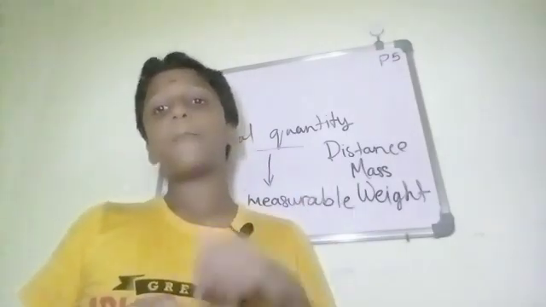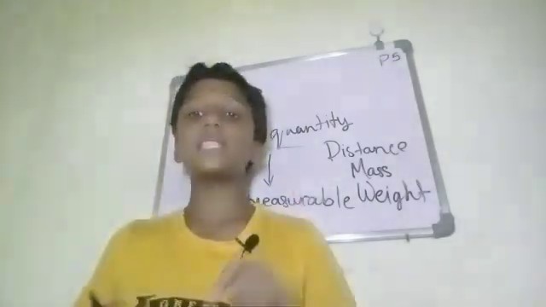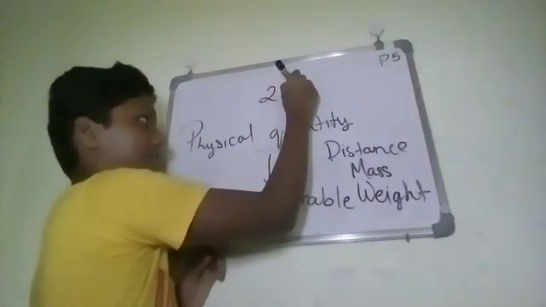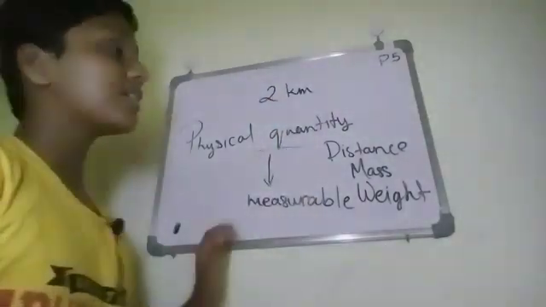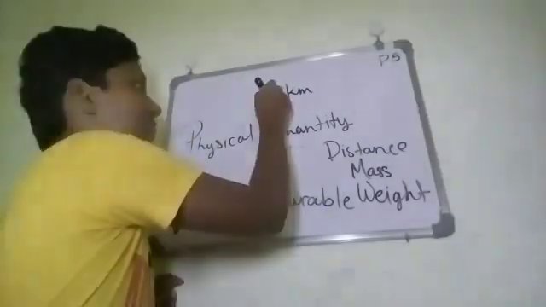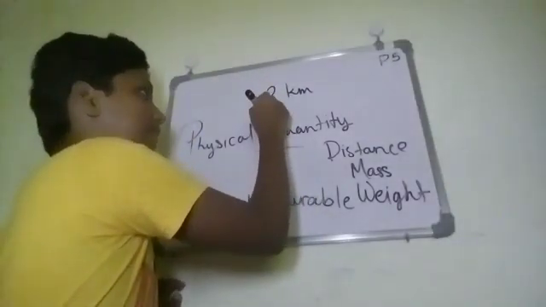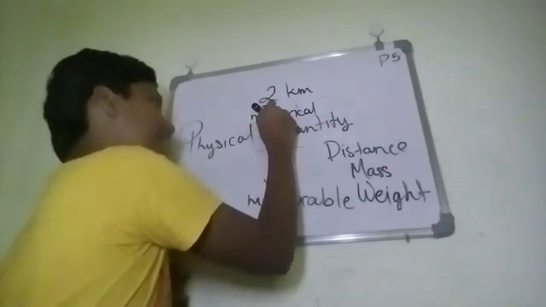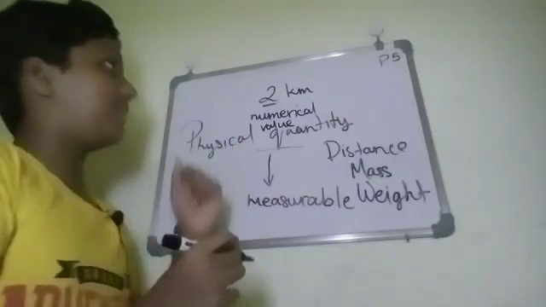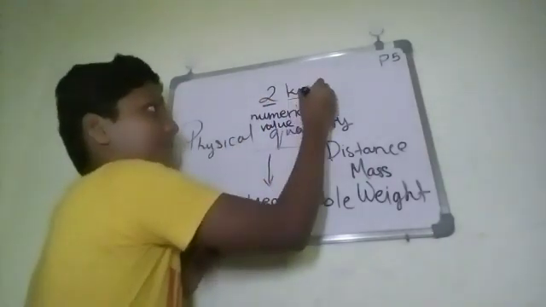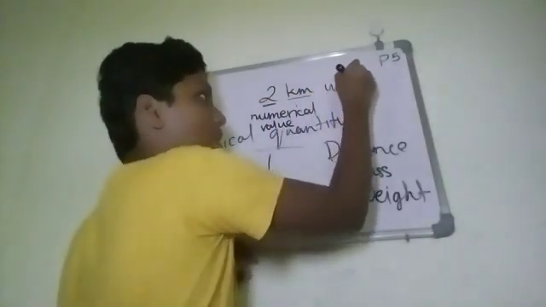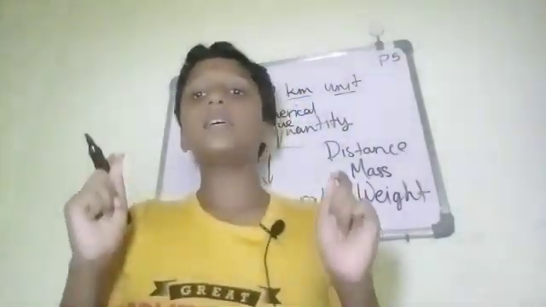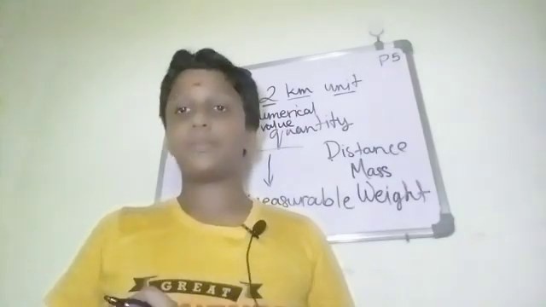And when you take the measurement, it will always have two parts. For example, if you take 2 kilometers, first of all, we will have the numerical value. So this is the numerical value. It will always be a number. And next we will have the unit of measurement, or we can say unit. So kilometer, it is the unit of measurement.